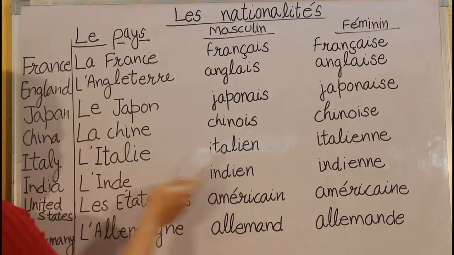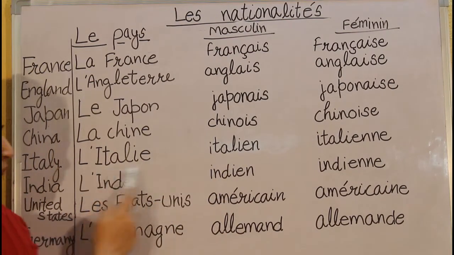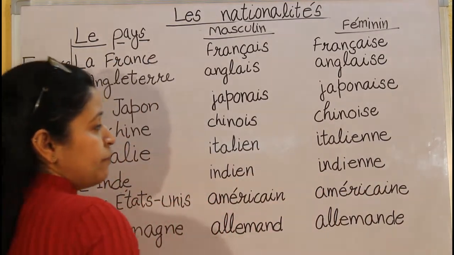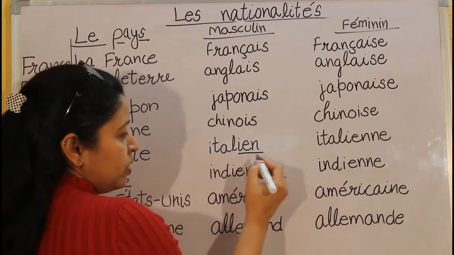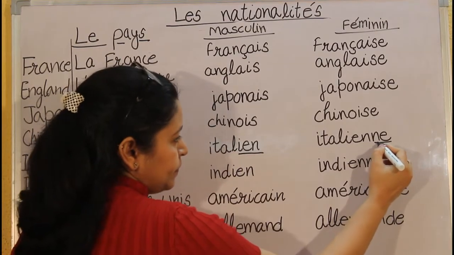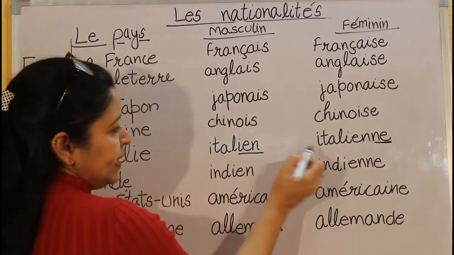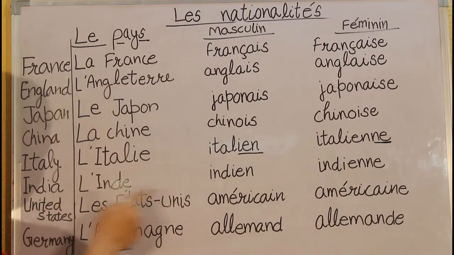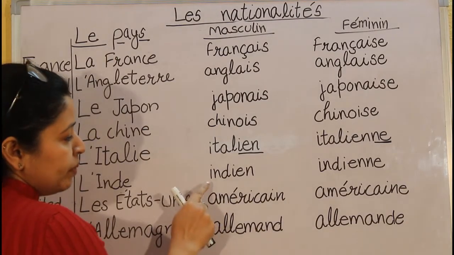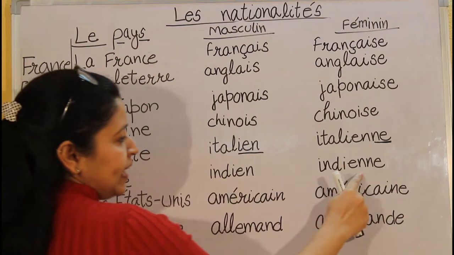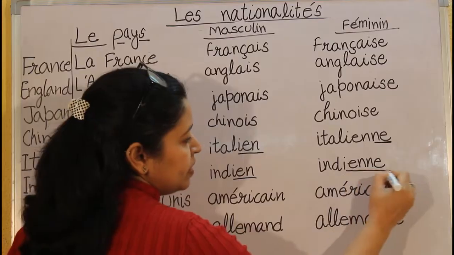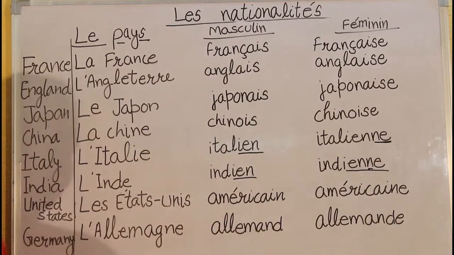Now, the man who is living in Italy, the country name is l'Italie, italien, Italian. Now here, the rule we have changed a little. All the words that are ending with IEN will take an extra N before adding an E. So italienne. Now, the man who is living in India, the country is called l'Inde, and the man who is living in India will be called indien, Indian. Again the same rule we have applied here, IEN. Now we have doubled the letter N and then we have added E.